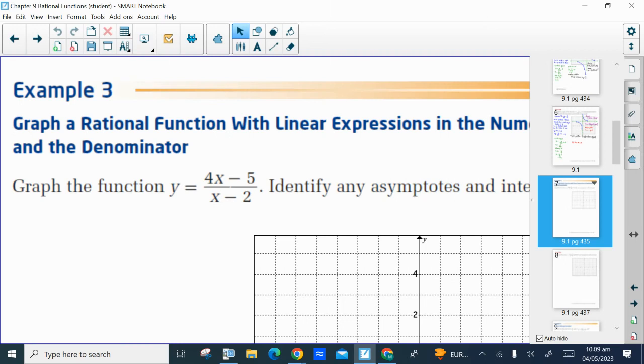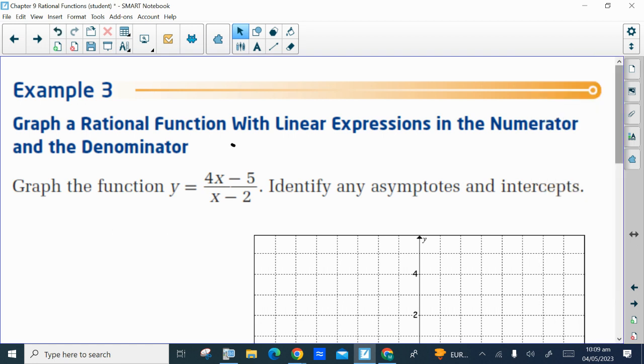All right, so yesterday we looked at graphs that were transformations of 1 over x. Today we'll look at graphs of a different format where there are linear expressions in both the numerator and the denominator.